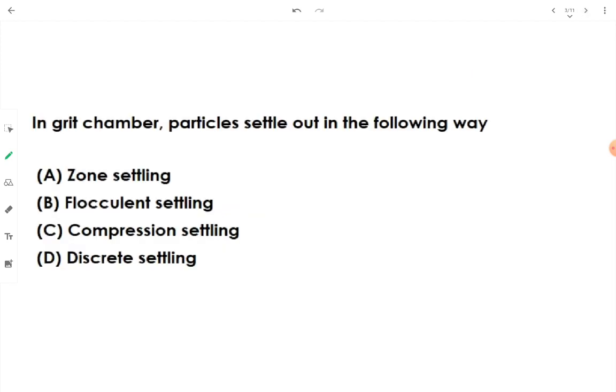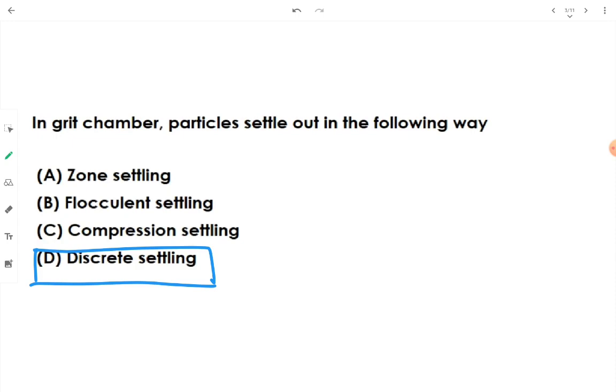Then, in a grit chamber, particles settle out in the following way, and we have been provided with four types of settling. Is it zone? Is it flocculant? Is it compression? Is it discrete? Let's first see what the answer is, then we will discuss what zone, flocculant, compression, and discrete settling are. In a grit chamber, the particles settle out by discrete settling. Discrete settling is nothing but free settling. The particles go downward because of their self weight. The action of gravity alone is responsible for their settling.